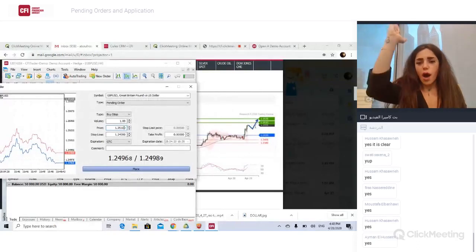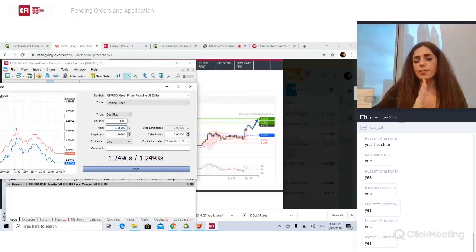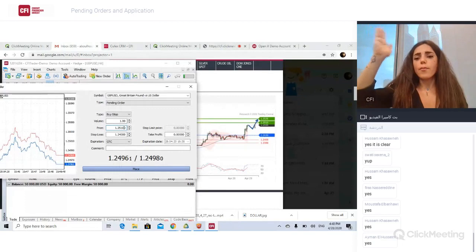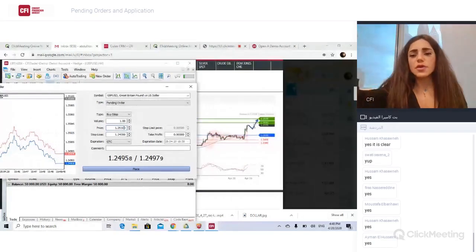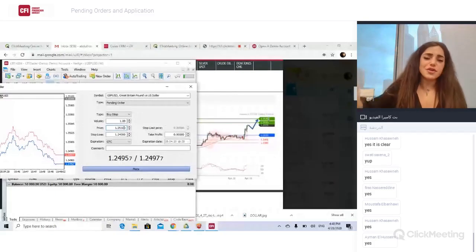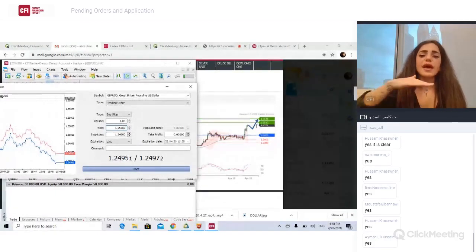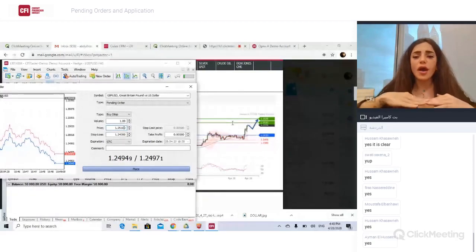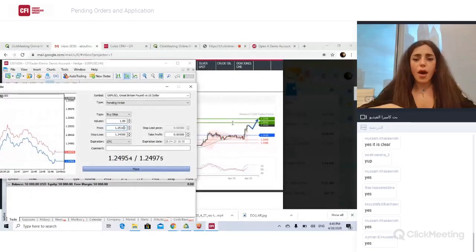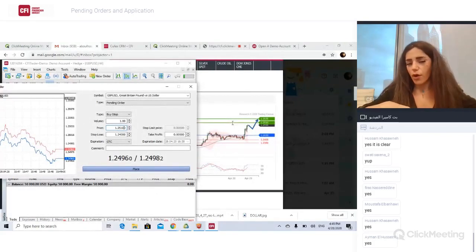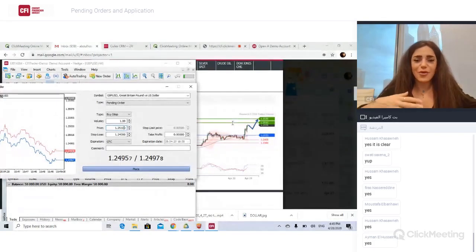Either they continue up by crossing this 1.2510 and continuing to the second level, 1.2535, or they reverse their movement and go back down. So this is why it's called a resistance level. It's a strong line that has been specified by investors historically. I don't care how they did it.